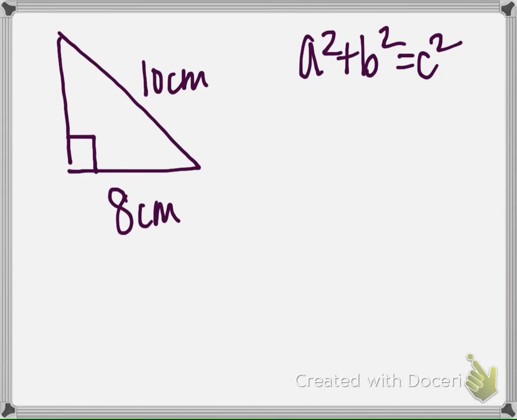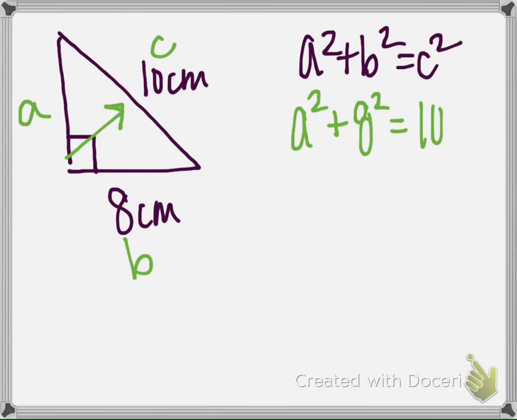Alrighty. And then the Pythagorean Theorem here is used for any right triangle. So A and B does not matter, but C always has to be the length that is diagonal from the right angle. So we don't know what A is, but we know that B is 8 and C is 10.